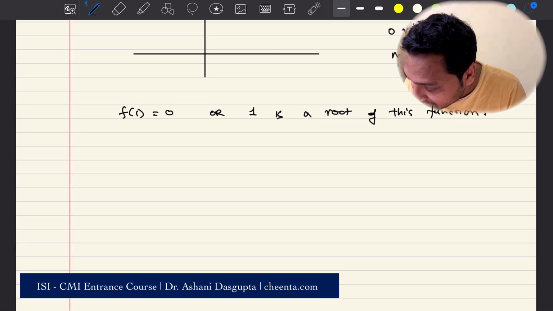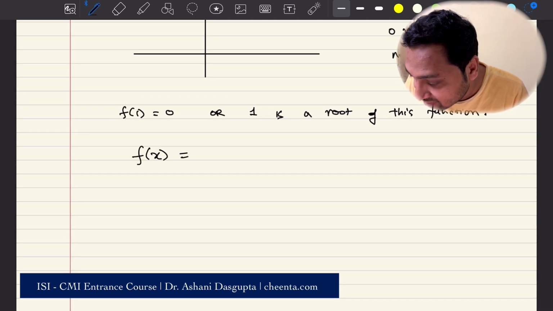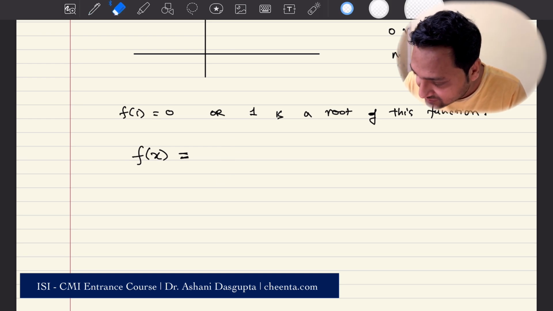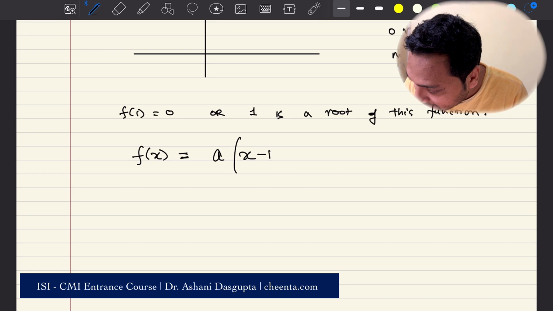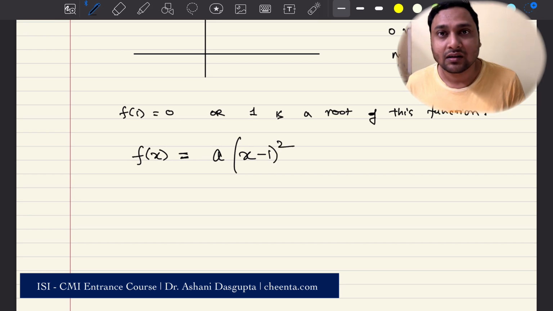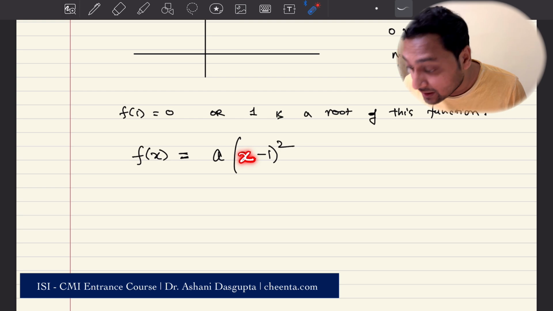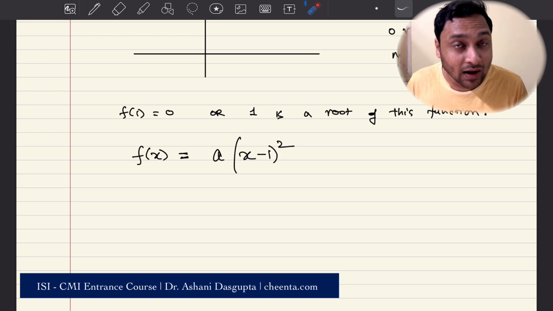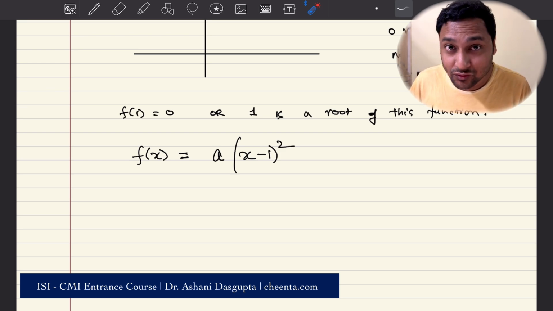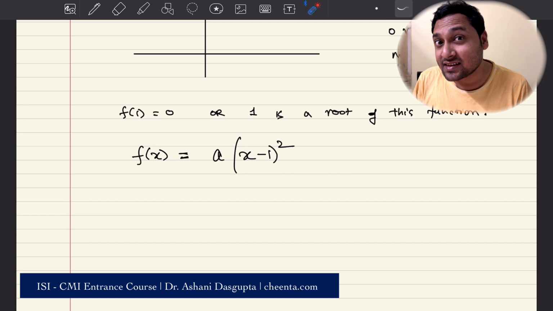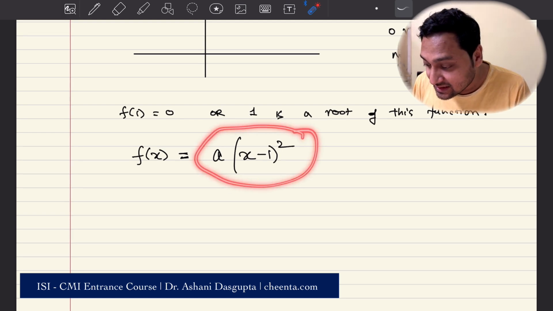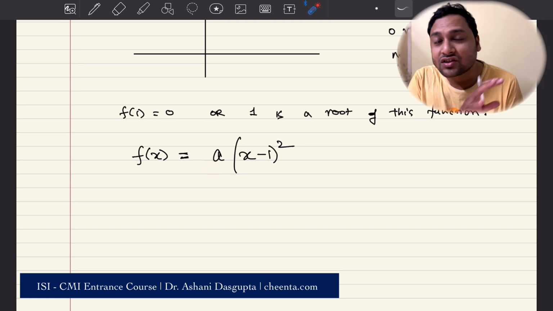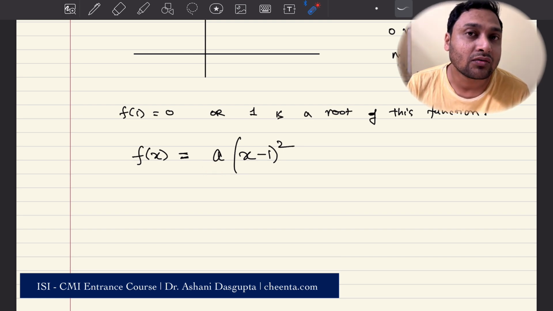So we can now actually write down the function. f of x is some constant a, let's write it as small a, times x minus 1 whole square. Since we have a double or repeated root at x equals 1, it can't have more than 2 roots, and we found 1 root. So that's a double root. It looks like this, the leading coefficient being a. We have to find this a to completely find the quadratic.